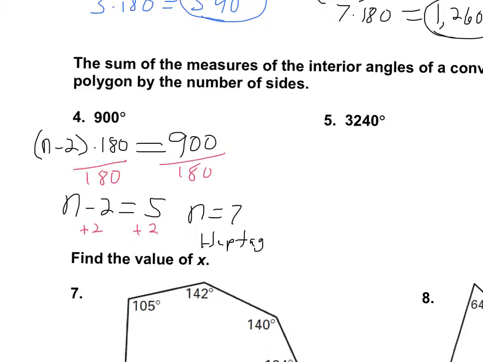Again, you should really know the names of the polygons from 3 sides to 10 sides. You can always go back and review from Chapter 1 what all those are. 3 sides we call it a triangle. 4 sides is a quadrilateral. 5 sides is a pentagon. 6 is a hexagon. 7, like this one, is a heptagon. 8 is an octagon. 9 is a nonagon. And 10 is a decagon. So you should know those ones by heart.